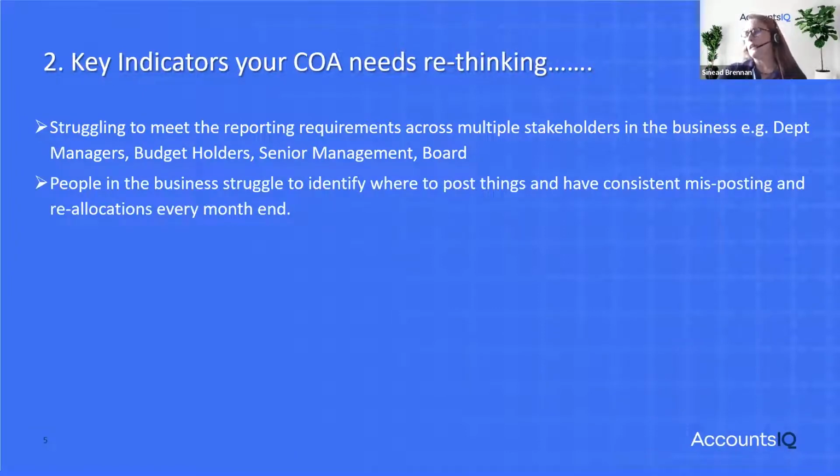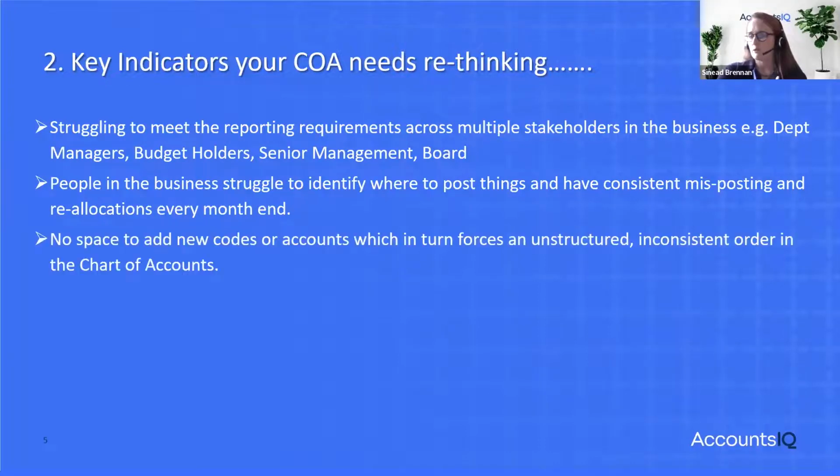People in the business struggle to identify where to post things and have consistent mispostings and reallocations every month end. Once again, if you've non-finance users interacting with the product that you use, are you defaulting things? If employees are submitting expenses and claiming a train ticket, is it defaulted to travel? It's all that small but efficient stuff that you can implement. So if you're finding yourself doing a lot of that, you could potentially have room for improvement.